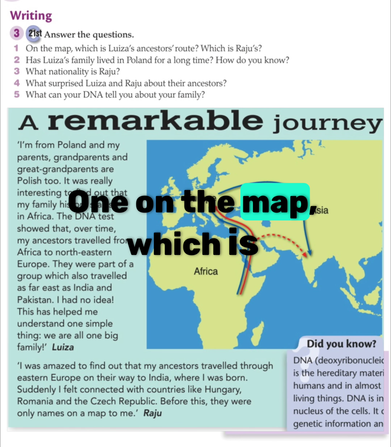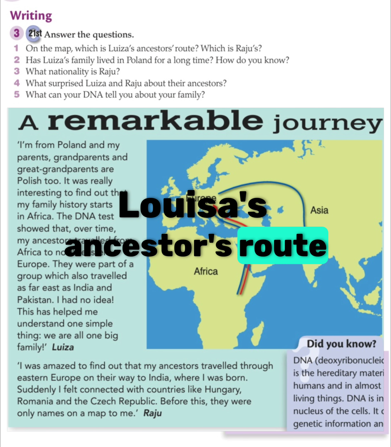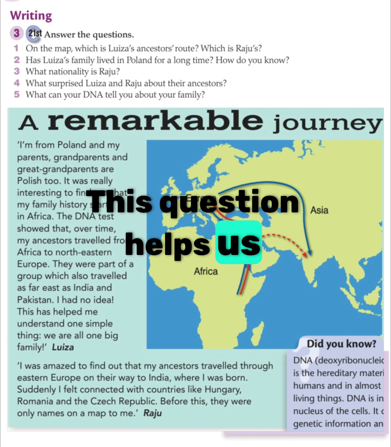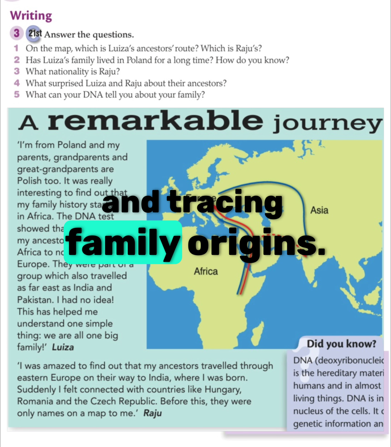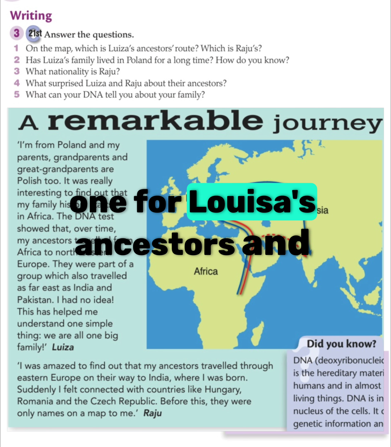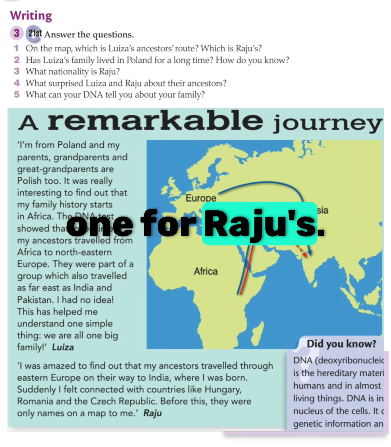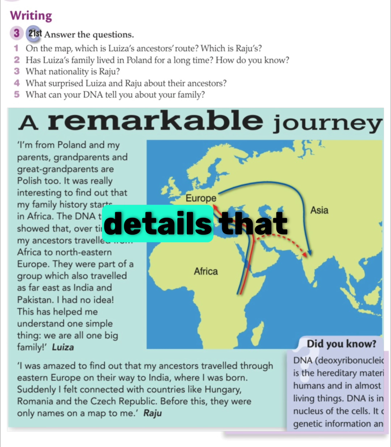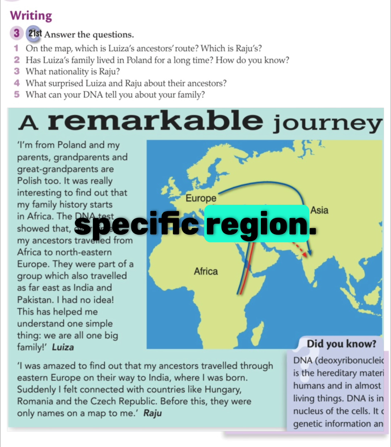1. On the map, which is Louisa's ancestors' route? Which is Raju's? This question helps us practice following routes and tracing family origins. Imagine a map showing two paths, one for Louisa's ancestors and one for Raju's. You would need to identify these paths by observing details that connect each person to a specific region.